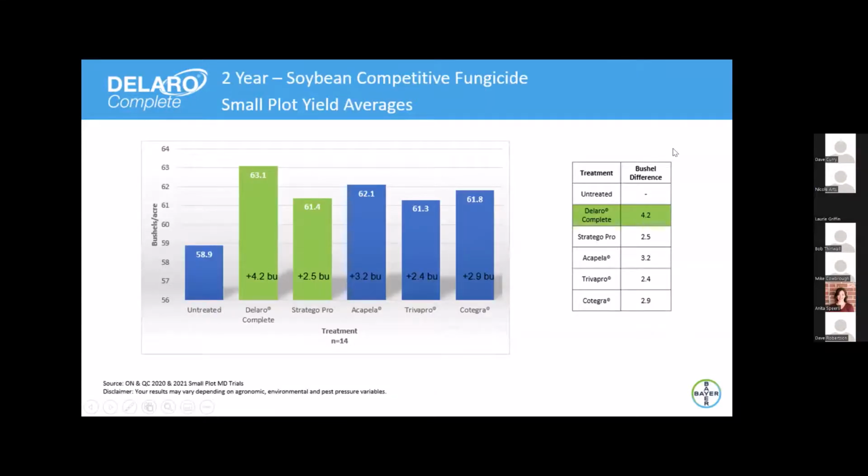If we look at a 2-year summary here, this is some of our small plot replicated trial work, comparing Belero Complete to some competitive products, as well as Stratego Pro, comparing those to the untreated check. And you can see here that Belero Complete clearly stands out as the winner, increasing your soybean yields by 4.2 bushels per acre.